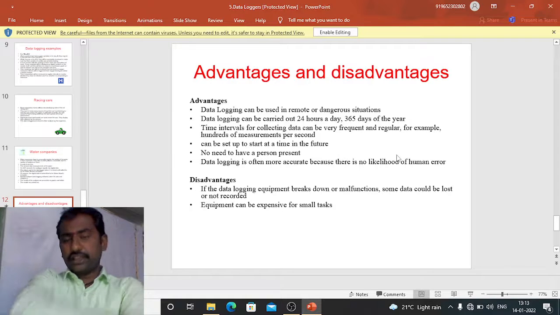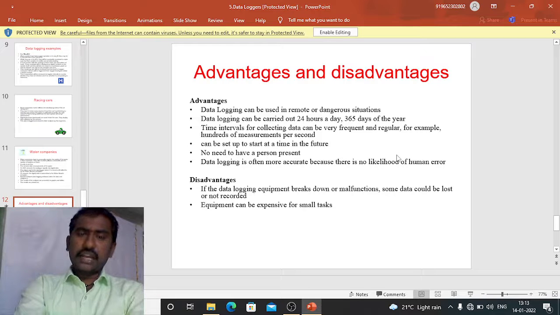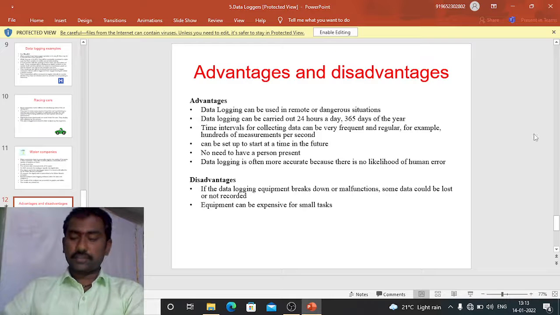Next, advantages and disadvantages. Coming to the advantages, data logging can be used in remote or dangerous situations, and data logging can be carried out 24 hours a day, 365 days of the year. Time intervals for collecting the data can be very frequent and regular, for example hundreds of measurements per second, and it can be set up to start at a time in the future, with no need to have a person present. And data logging is often more accurate because there is no likelihood of human error. Coming to the disadvantages, if the data logging equipment breaks down or malfunctions, some data could be lost or not recorded, and the equipment can be expensive for small tasks.